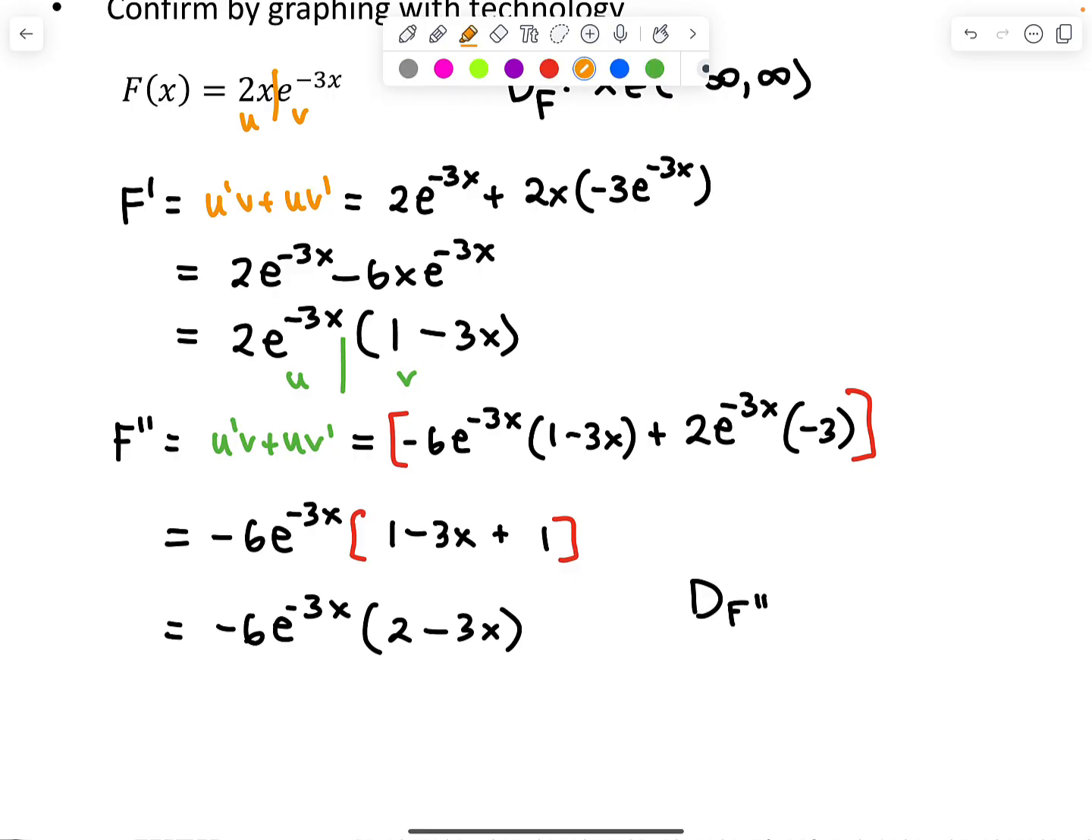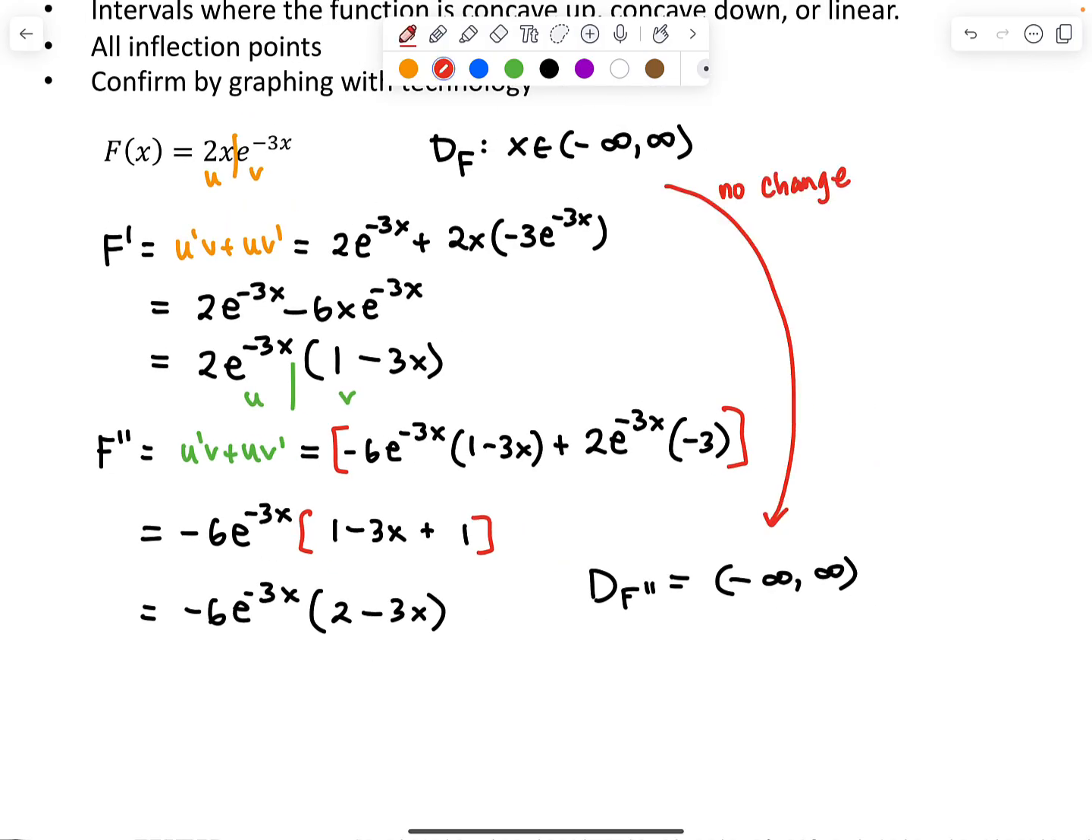This function is still part exponential, part polynomial. There are no domain restrictions for either of those. So our domain is once again -infinity to infinity, and we compare to the original, there is no change. So there are no type 2 hypercritical numbers.